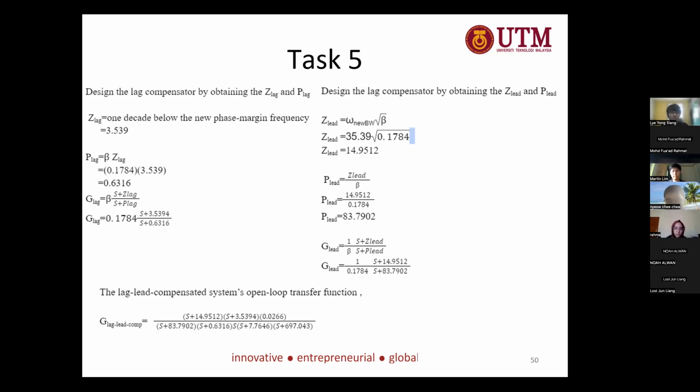What is the gain for the lead compensator? The gain is 1 over beta, 1 over 0.1784, which is 5.6. Okay, to conclude, after that we will get the lead lag compensator.